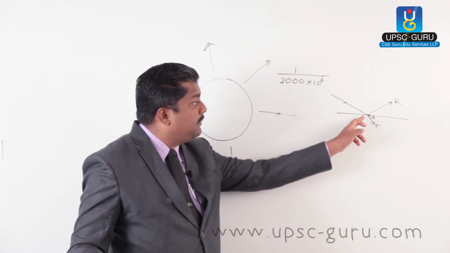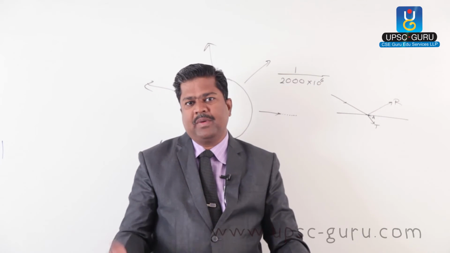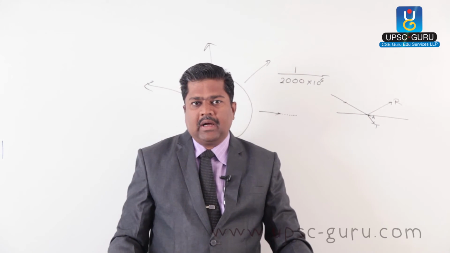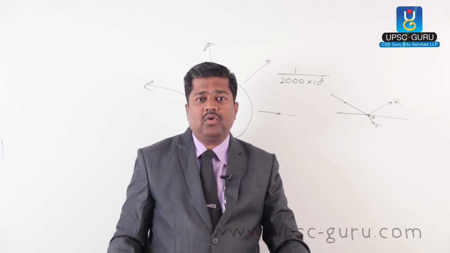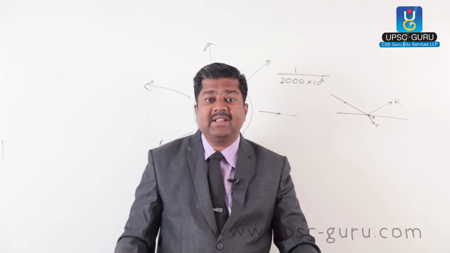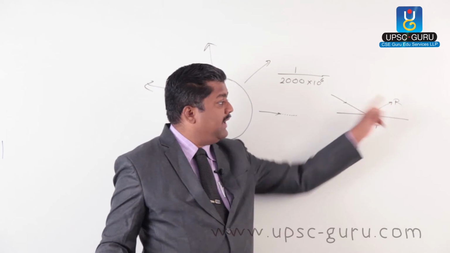Number one, part of the light is reflected back. You must have seen radiations or reflected light from water. Otherwise, we would not be able to observe water. And as we are able to observe water, that means part of the light is reflected back.